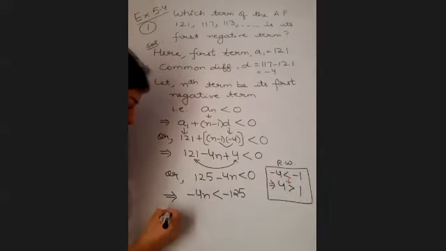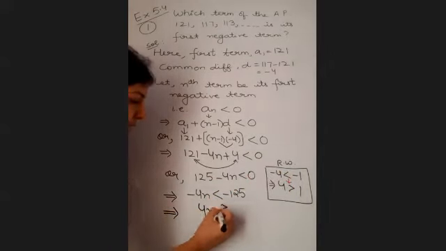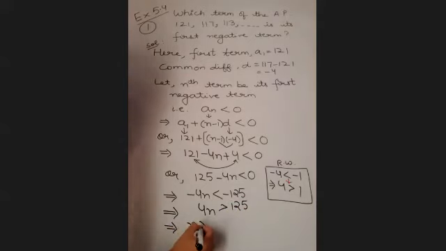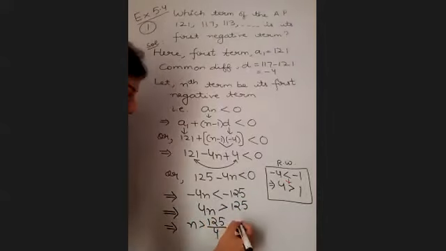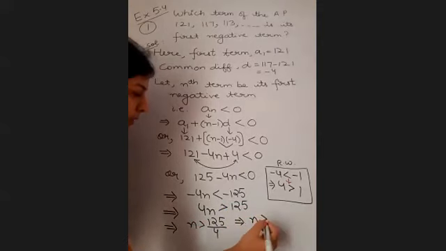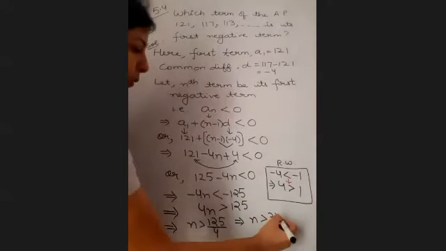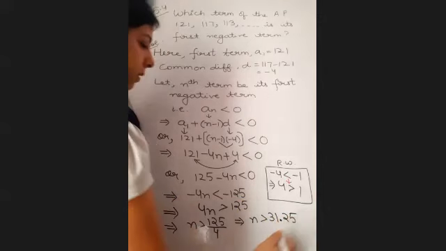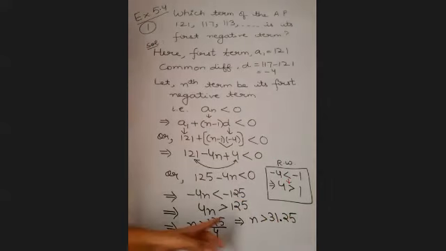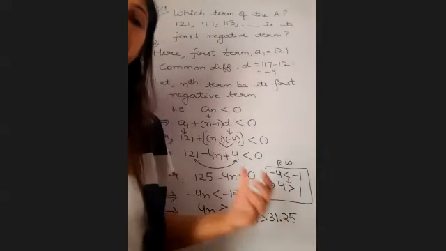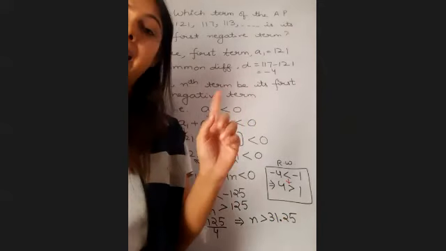So here, this would mean that 4n is greater than 125. And this means n is greater than 125 upon 4. Let us divide. 4 3s are 12. 4 1s are 4. 1 is left. So point 2 more. So the n has to be greater than 31.25. Again, n क्या होता है आपका? Natural number.